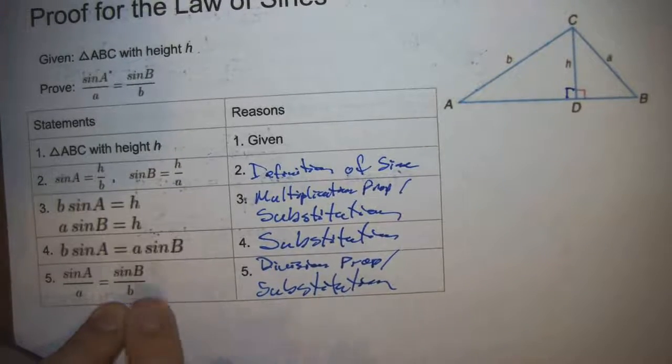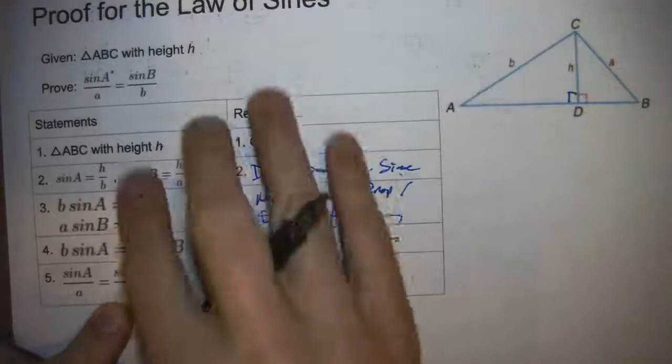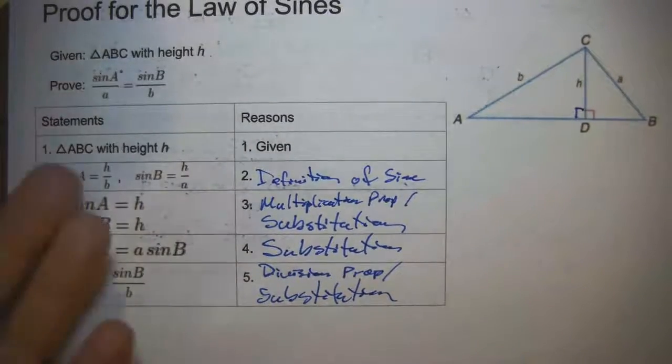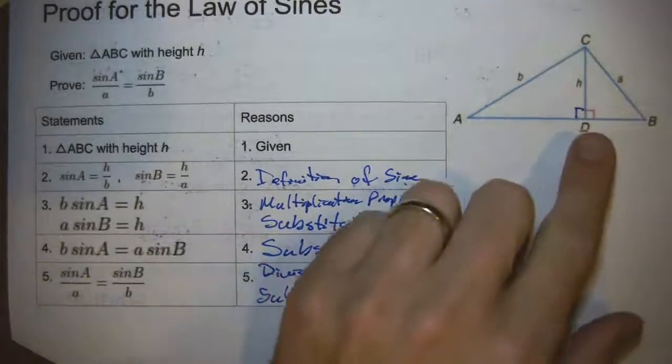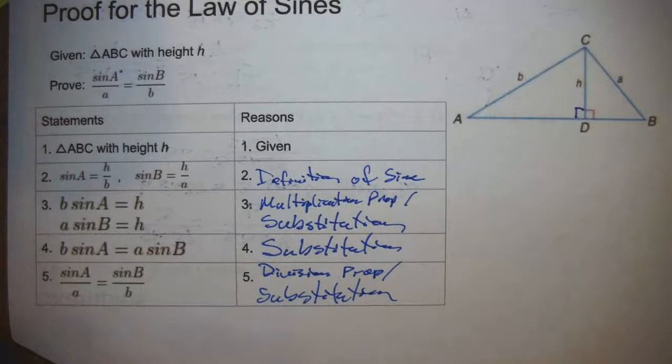We could do a similar process with C. We could simply draw in a new height and do the same process all over again. But that gives us proof for why this works. It's based on every time we have an altitude, we can generate these right triangles, and it'll work for any triangle that we've got. So moving on.